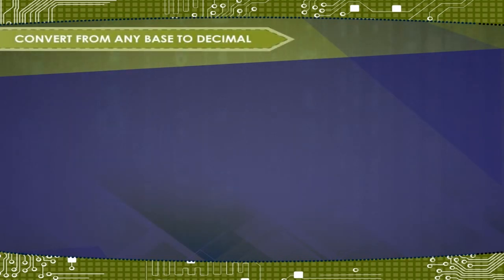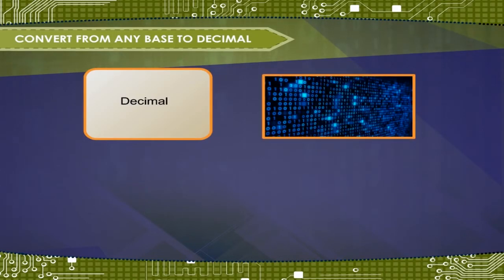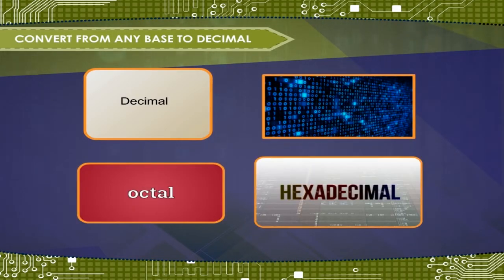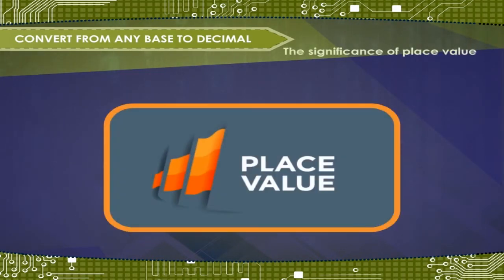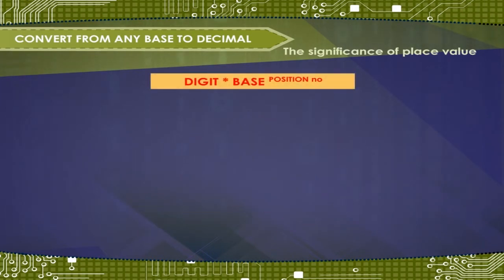Convert from any base to decimal. In the decimal, binary, octal, and hexadecimal systems, the value of any digit in a number depends on its position within that number, that is, the place value of the digit. The significance of place value: the order of the digits is significant, according to which it carries the weight. The positional value is based on the powers of the number system's base value. The formula to convert from any base to decimal is digit times base to the power of position number.